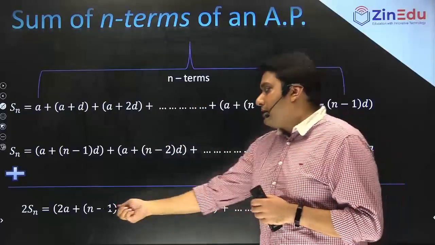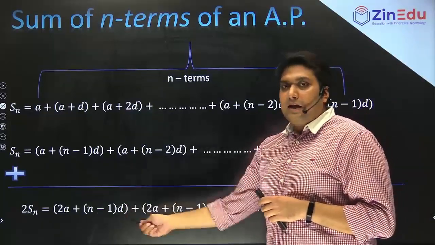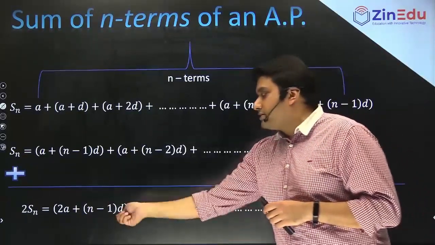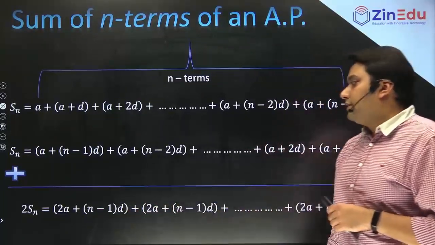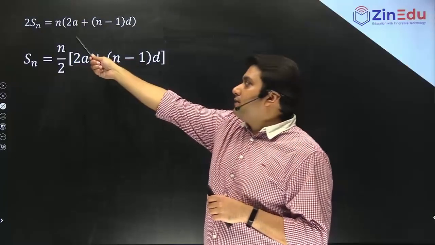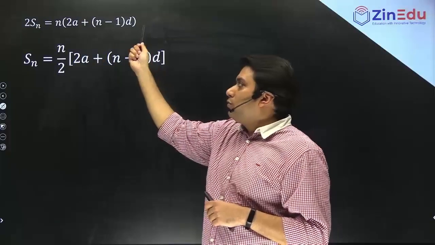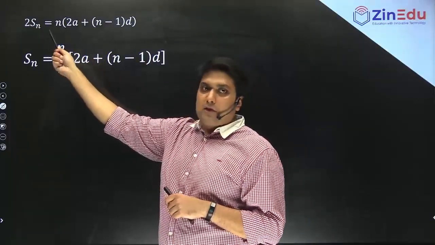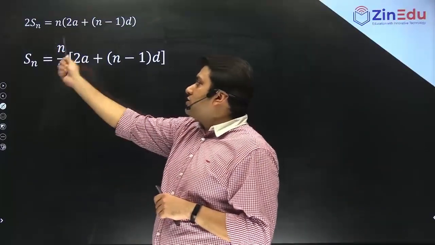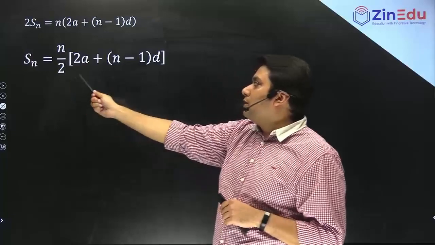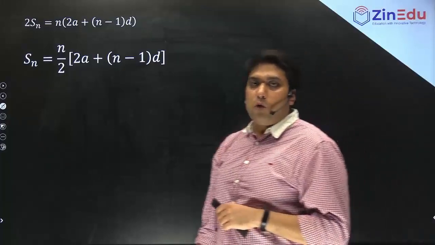Likewise, I have n such terms. Rather than adding individually, if I multiply n by this result, that will give me the same result. So twice Sn will be equal to n into 2A plus n minus 1 into D. We have multiplied n with this result, which appears n number of times. Now dividing both sides by 2, we get Sn is equal to n by 2 into 2A plus n minus 1 into D.